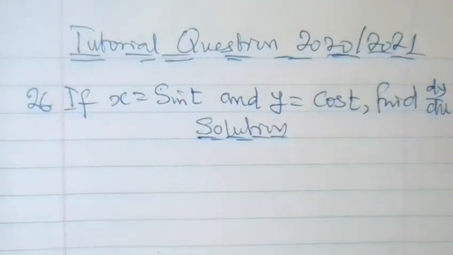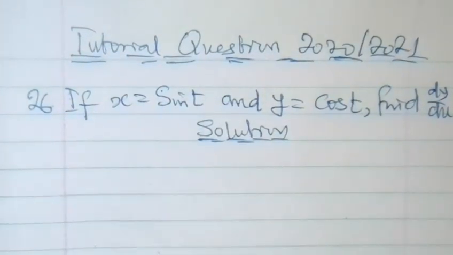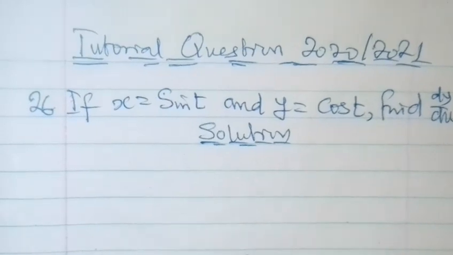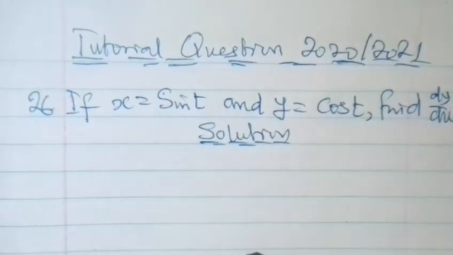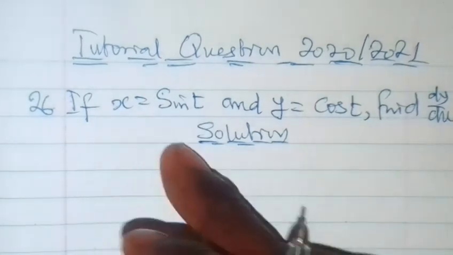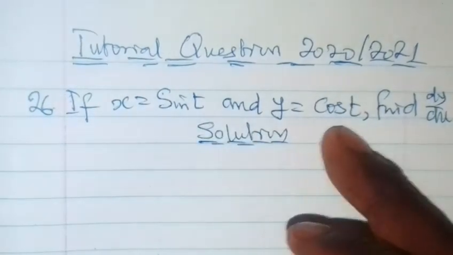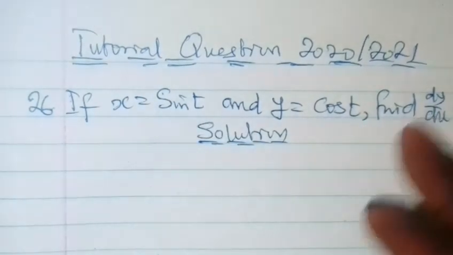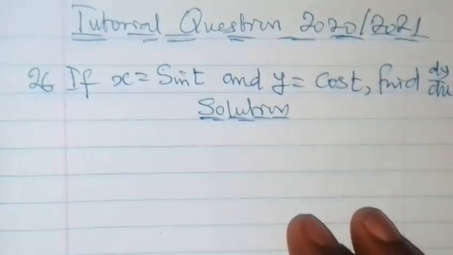You are once again welcome to this tutorial on elementary differential and integral calculus questions. It's a tutorial question, and now we are in question 26, and it reads: if x equals sine t and y equals cos t, then find dy/dx. This is a trigonometric function.